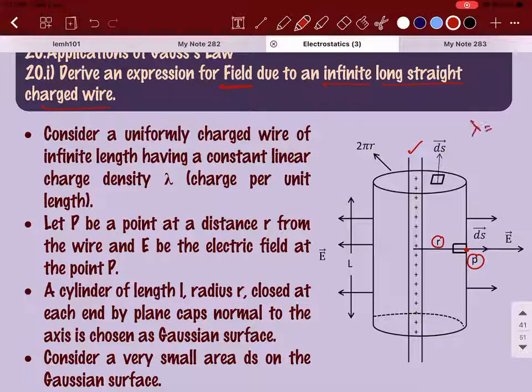Lambda is equal to Q divided by L. Or I will not even write it as Q by L; I will first define the charge density, that is lambda. The second step is you need to consider the point where you're trying to calculate the field. Once you know this point, what are we supposed to do, guys?